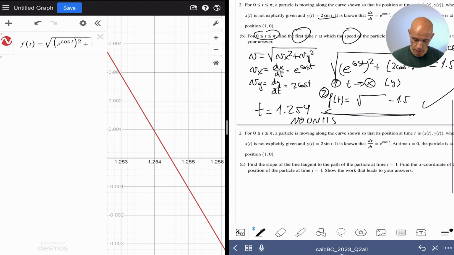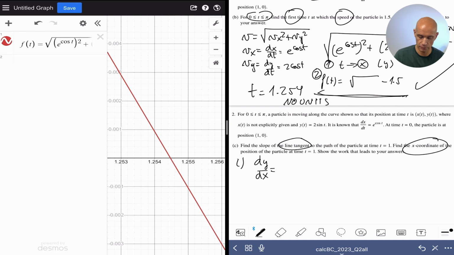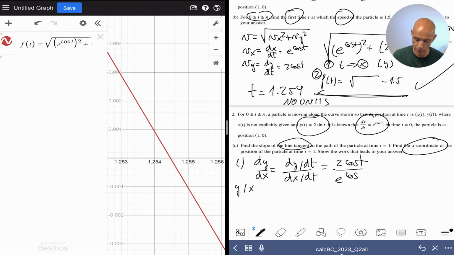Fantastic. Okay. The following one is find the slope of the line tangent and then find the x-coordinate. So 2 questions. The slope of the line tangent is this thing. And we don't have that. We don't have either implicitly or explicitly a relationship between y and x. But you can do a division. You can divide each of them by dt. And then this is basically this derivative, so 2 cosine of t, and this is given in the wording, so e to the power of cosine of t.